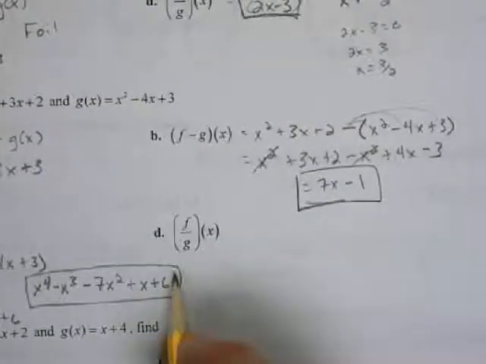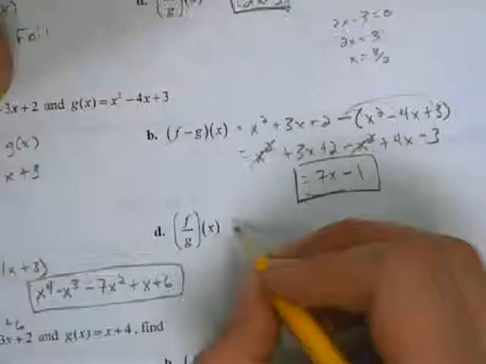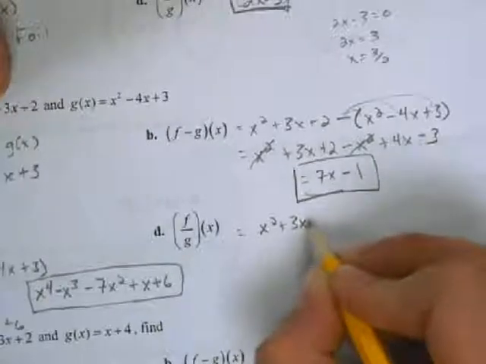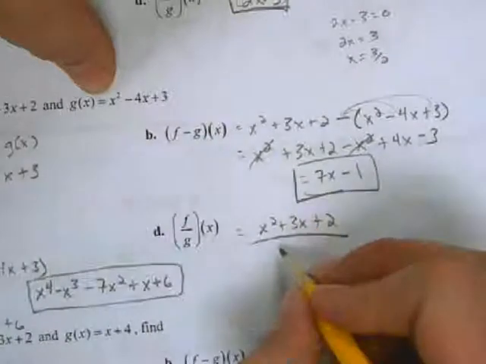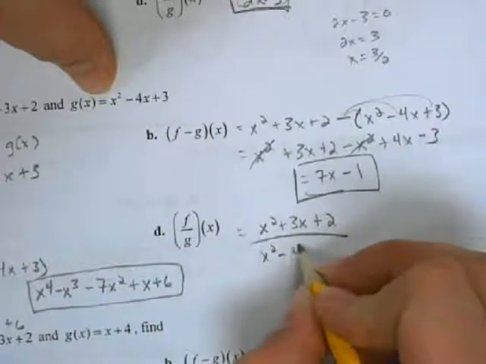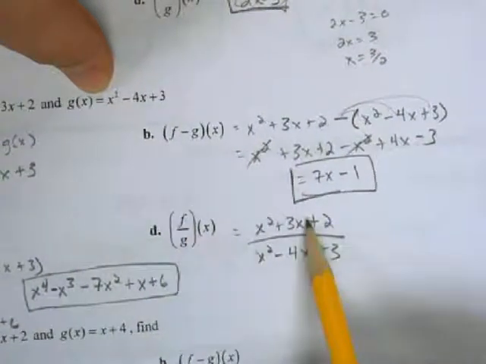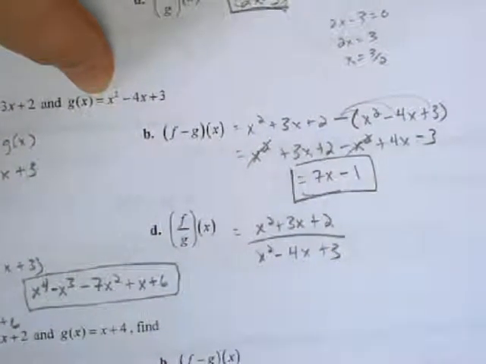Okay, so here we go again. F divided by g. So f of x is x squared plus 3x plus 2, and g of x is x squared minus 4x plus 3. Now, order matters. F is on top here, which means my f of x has to be on top here. So please keep those straight.